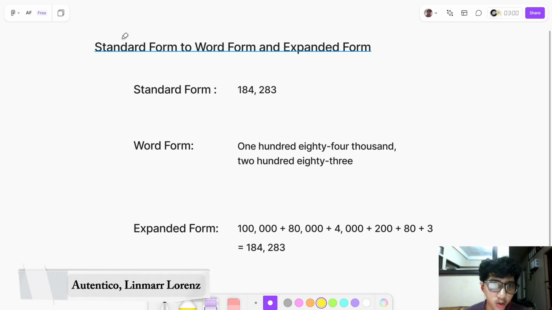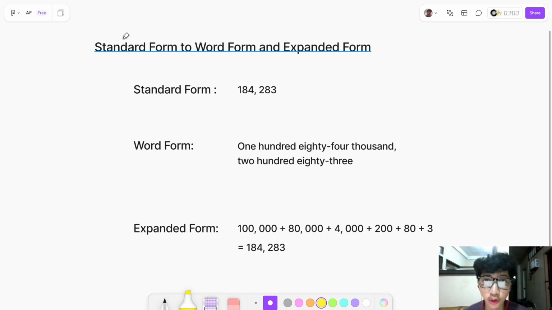Hello everyone, I'm Leonardo, and I'll be teaching you how to transform the standard form to its word form and expanded form. So first, we have the standard form.